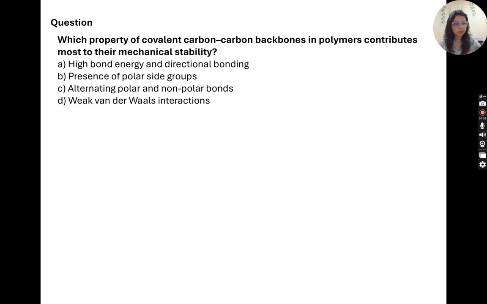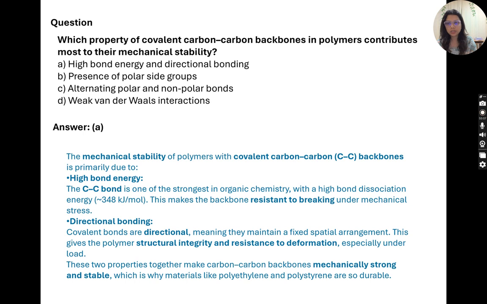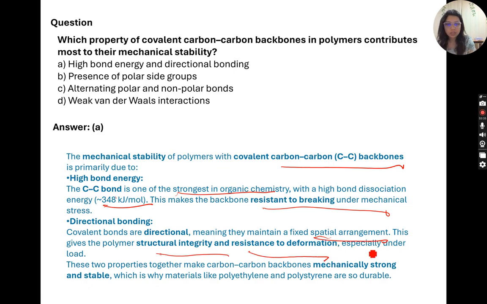Okay, so I got three answers which say it's A, and is it correct? High bond energy and directional bonding influence the mechanical stability of polymers. The mechanical stability of polymers with covalent C-C bonds is primarily due to high bond energy, because C-C is one of the strongest in organic chemistry, with a bond dissociation energy of 348 kilojoules per mole. This makes the backbone resist breaking under mechanical stress. And covalent bonds are directional, meaning they maintain a fixed spatial arrangement. This gives the polymer structural integrity and resistance to deformation, especially under load.